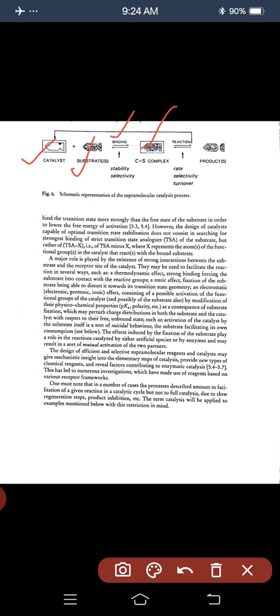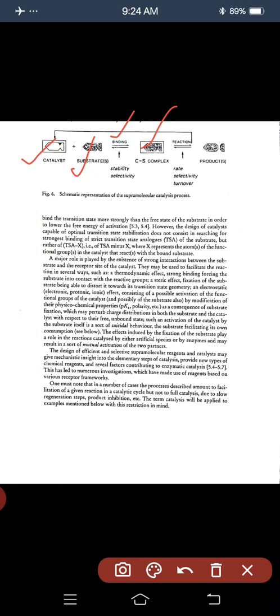However, the design of a catalyst capable of optimal transition state stabilization does not consist in searching for stronger binding to a transition state analog, TSA, of the substrate, but rather TSA minus X, where X represents the atoms or functional groups in the catalyst that react with the bound substrate.